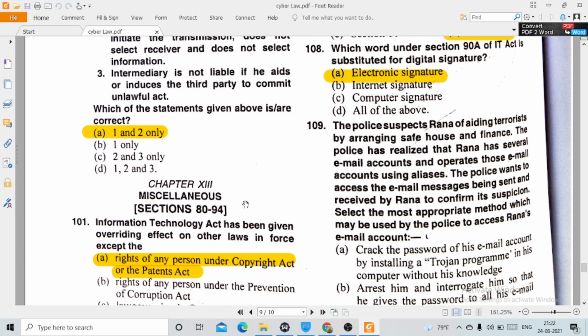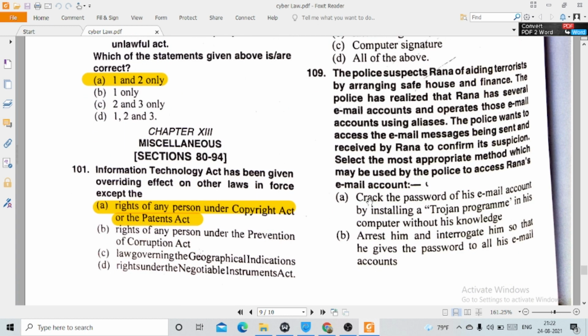Chapter 13, which deals with miscellaneous provisions, Sections 80 to 94.